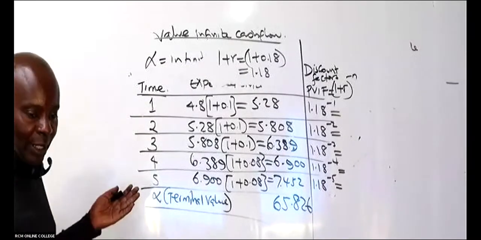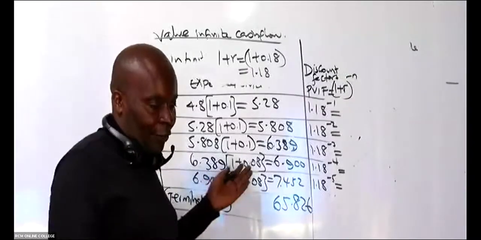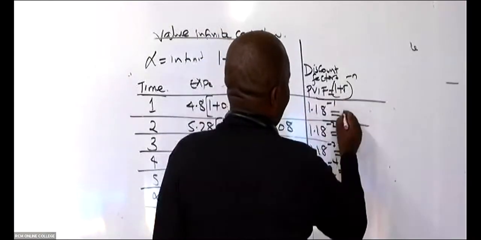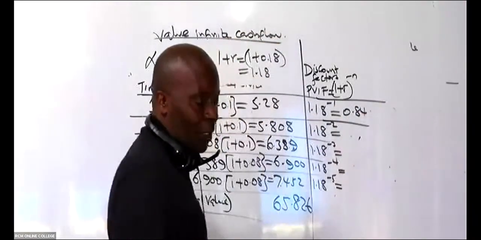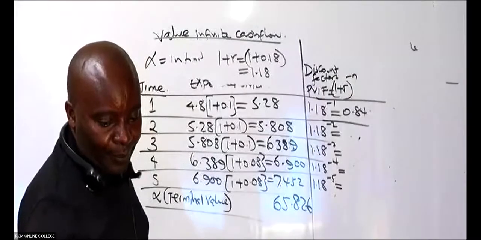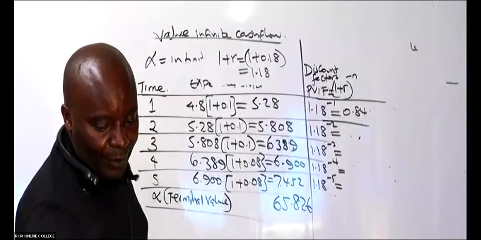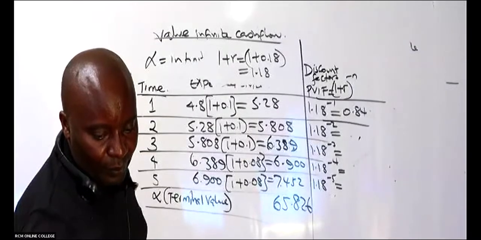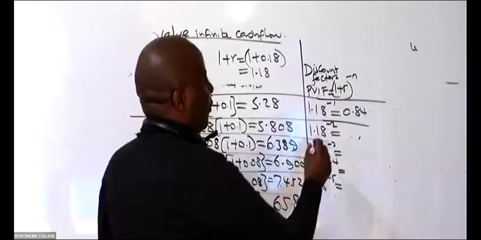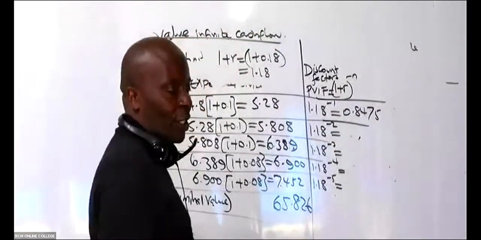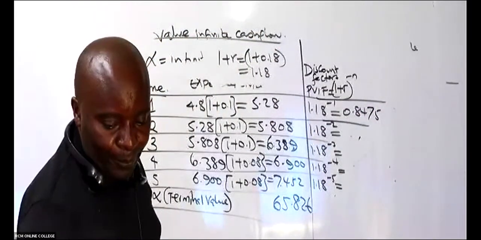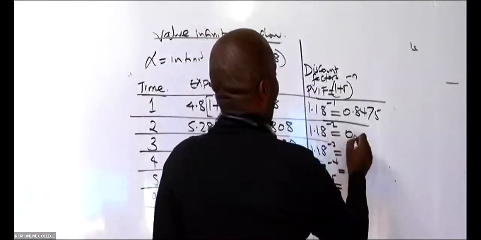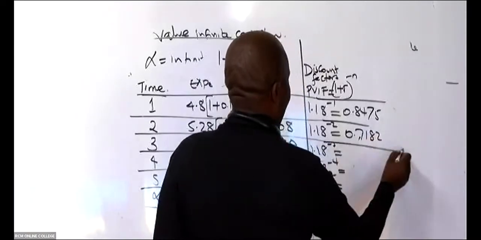How I wish I would get somebody who can give me these answers pretty fast. The first one is 0.8475. The second one is 0.7182.